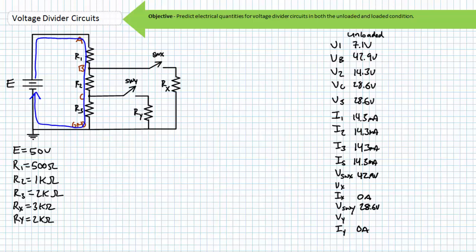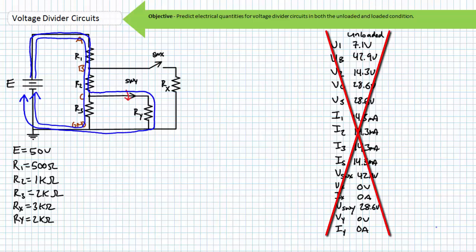Since no current is traveling through the load resistors X or Y, these load resistors will experience no voltage drop. This all changes when one or both of these switches close, because the unloaded voltage divider has changed from a simple pure series circuit to a series parallel circuit. Absolutely none of the values obtained during unloaded conditions can be used to calculate any value during loaded conditions because these are two fundamentally different circuits and they will behave in two fundamentally different manners.